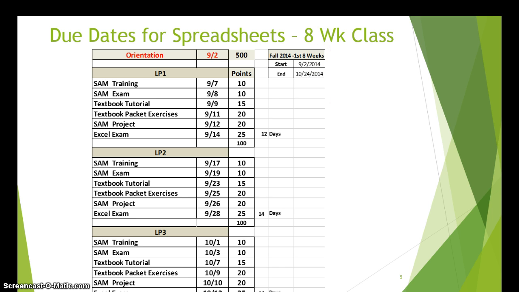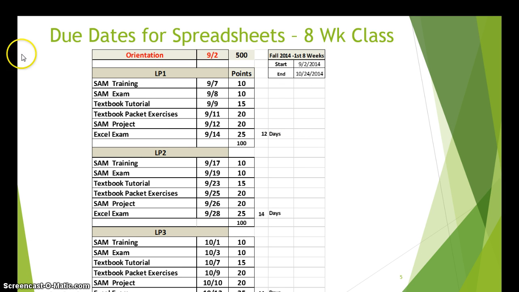That's about 8 weeks, and you have 4 learning plans, each with 5 deliverables due, projects or assignments. You've got a SAM training that's worth 10 points, a SAM exam that's worth 10 points, due a few days later. The textbook tutorial is due a day after that for 15 points. So if you take 5 assignments and divide them over 12 days, you're pretty much going to be doing something either every day or every couple of days.